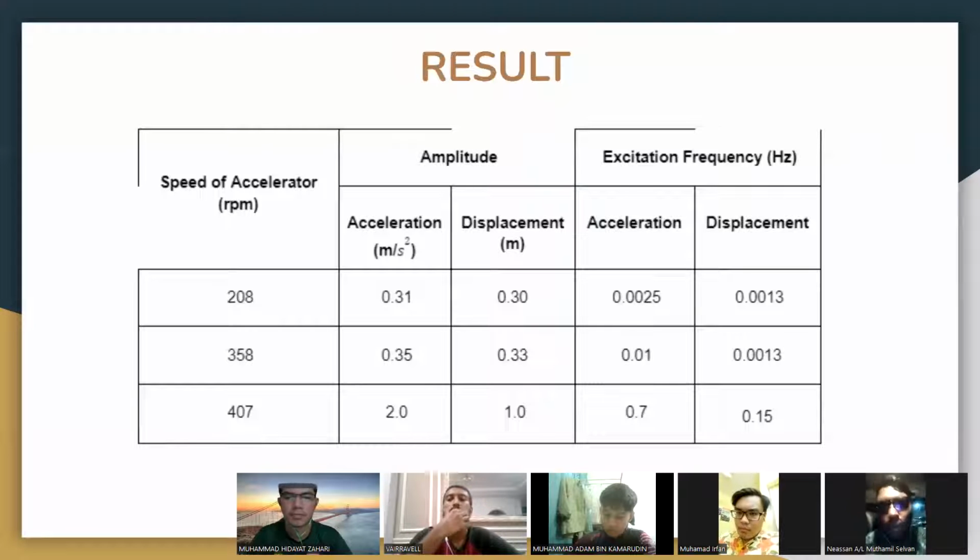Okay, for my part, I'm going to explain the result that we obtained. So we choose 3 speeds of the accelerator, which are 208 RPM, 358 RPM, and the last one 407 RPM. The values that we obtain are amplitude and excitation frequency. So we'll list out all the obtained values for the speed of 208 RPM, 350 RPM, and 407 RPM. Next slide.